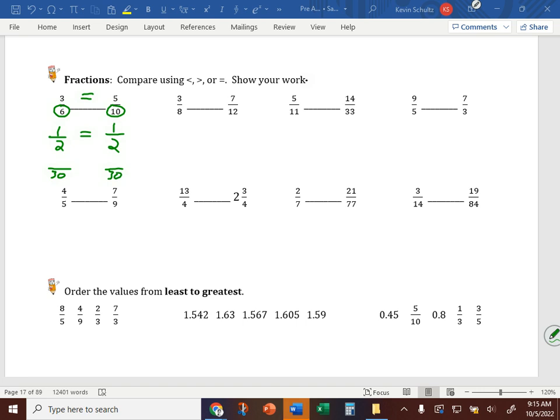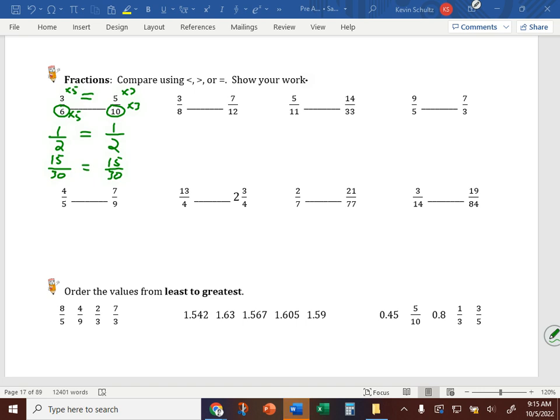So if we can rewrite both of these fractions with the denominator of 30, it's going to help us compare them also. To get there, we have to multiply 6 by 5, which means we multiply 3 by 5. That gives us 15 thirtieths. To get to 30 from 10, we multiply by 3 and by 3, and that gives us 15 thirtieths as well.